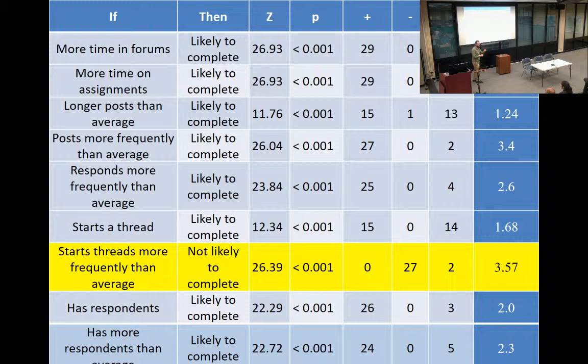If you make longer posts, in general you're more likely to complete. There's one exception. If people respond to you more, you're generally more likely to complete. However, if you start threads more frequently than average, you're actually not more likely to complete. 27 to 0.